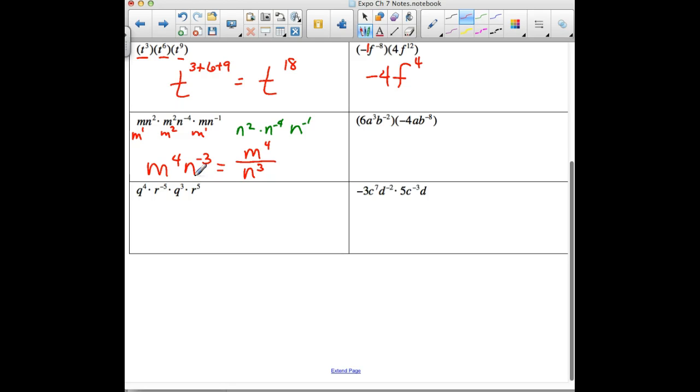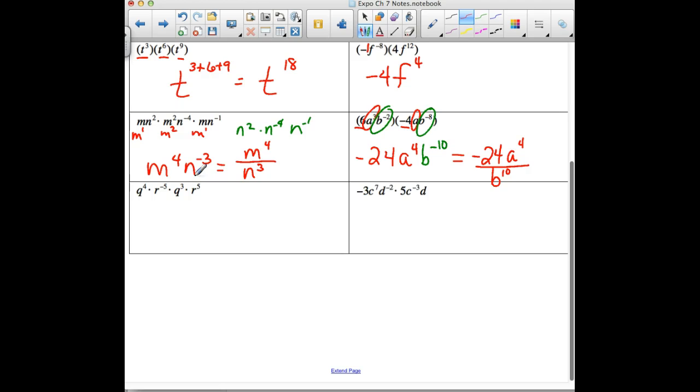All right, checking our answers. We have a 6 times negative 4, so negative 24. We have an a cubed and an a here. We would have an a to the fourth. And then we have a b to the negative 2 and a b to the negative 8, so b to the negative 10. Hopefully you did not leave that as your final answer. It should simplify to be negative 24 a to the fourth divided by b to the 10th. That b term needs to move to the denominator.